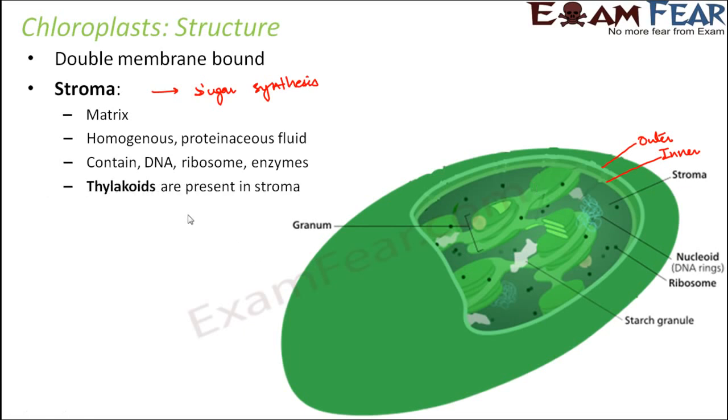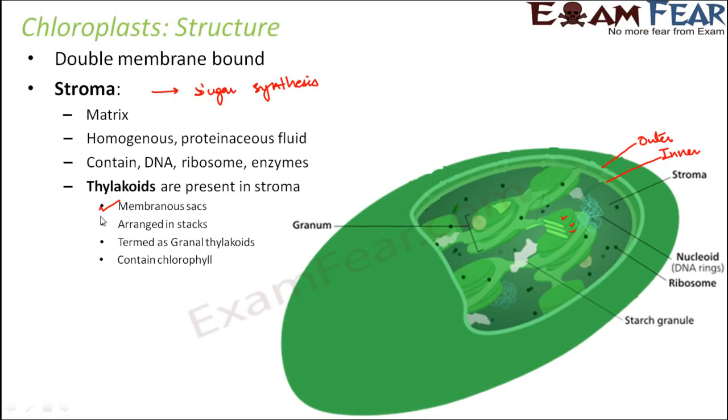Now thylakoids are present in stroma. What are thylakoids? You can see there are some structures which appear like a stack of coins placed one above the other. See, some coin-like structures, 1, 2, 3, they are placed one above the other. So they are known as thylakoids. These thylakoids are present in the stroma because stroma is like the fluid which fills the entire space, and all other structures are embedded in stroma. So what are thylakoids? These are membranous sacs. They have membranes and are arranged in stacks, very similar to how coins can be placed one above the other.